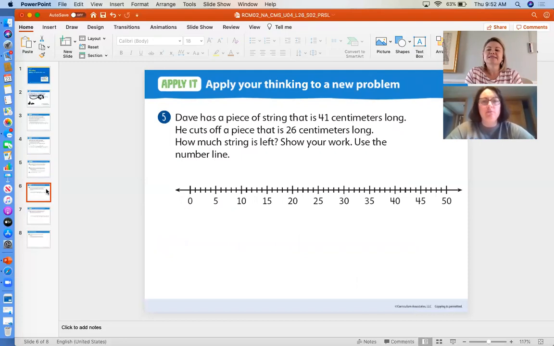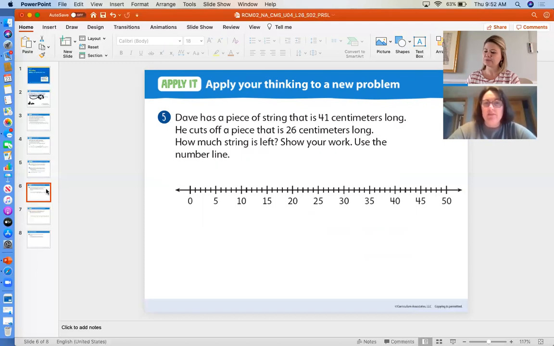Number 5 says, Dave has a piece of string that is 41 centimeters long. He cuts off a piece that is 26 centimeters long. How much string is left? Show your work. Ooh. What do you think about this?